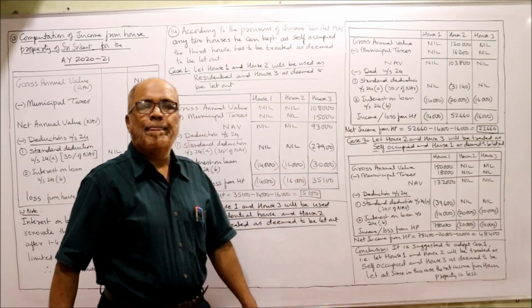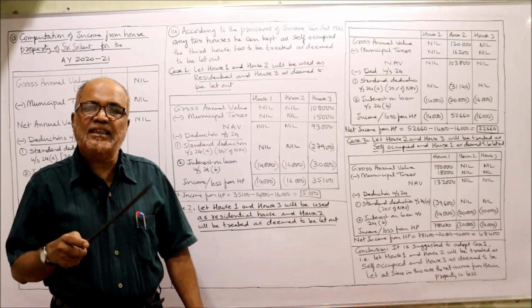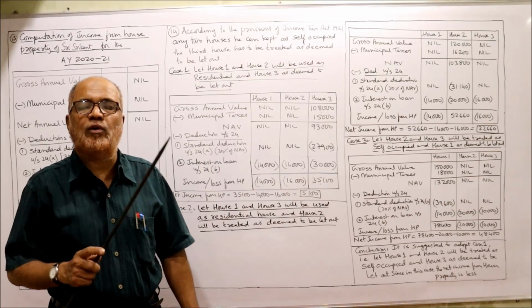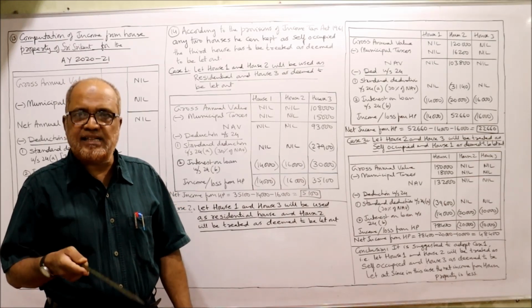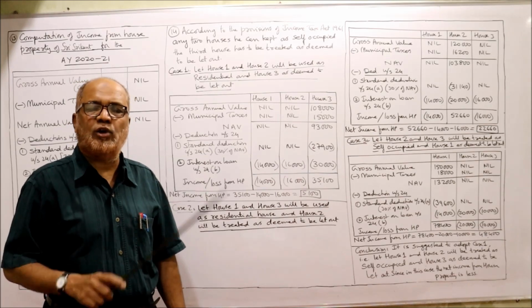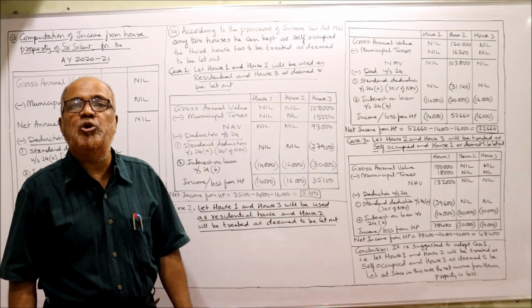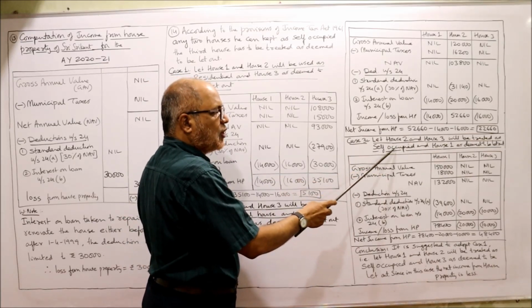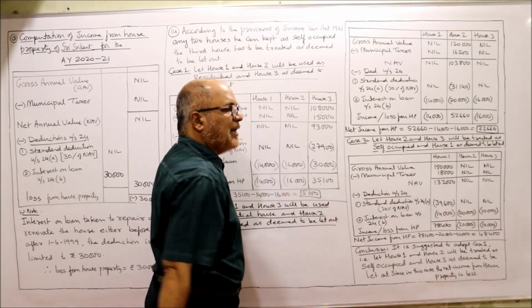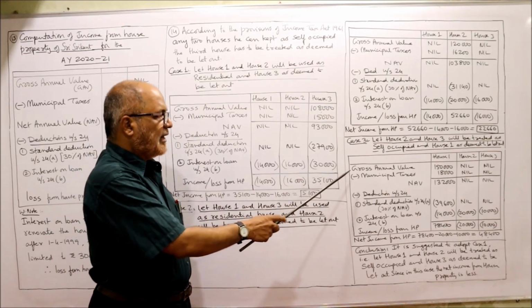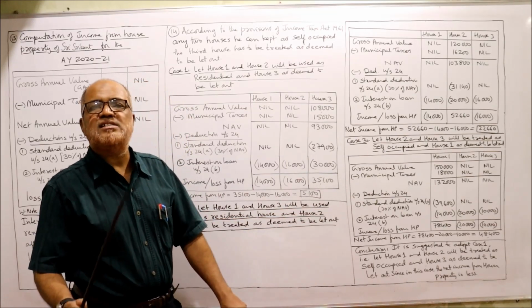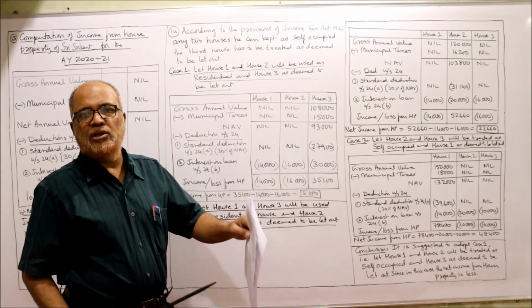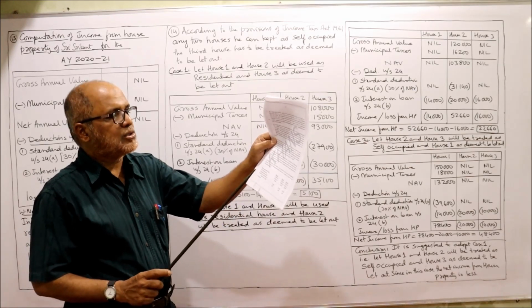What is the third option? Treat the second and third house as self-occupied. First house will be deemed to be let out. Let house number 2 and 3 be treated as self-occupied and house 1 as deemed to be let out. Now we'll evaluate. Gross annual value. First house is deemed to be let out. So what is the GAV of first house?